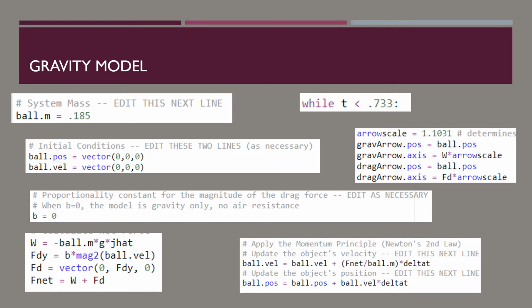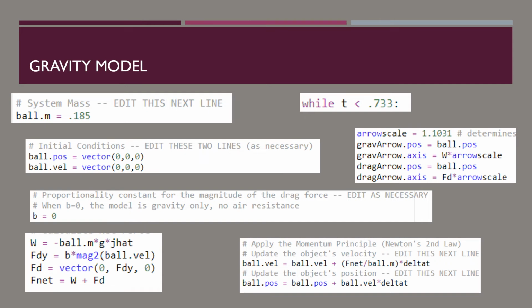The weight is minus the mass of the ball times g, and then the drag force is basically just b times the velocity squared, but in this case, because we're multiplying by 0, it'll be 0. And then we use Newton's second law to find the final velocity, and then the position update formula to find the final position.